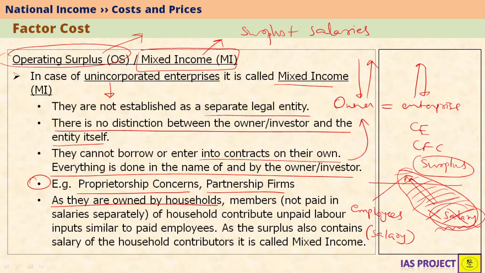So let's look at the definition again. As unincorporated enterprises are owned by households, members are not paid salaries separately, although the household contributes unpaid labor inputs similar to paid employees. As the surplus also contains the salary of household contributors, it is called mixed income.